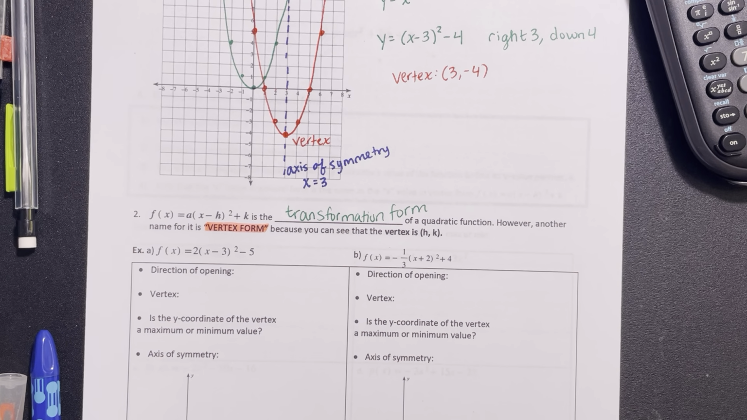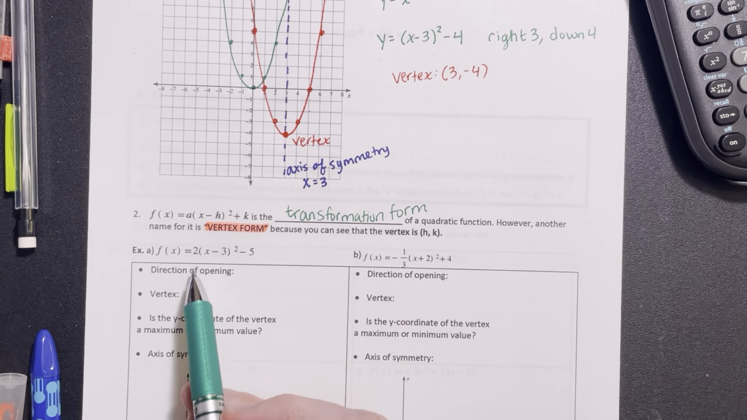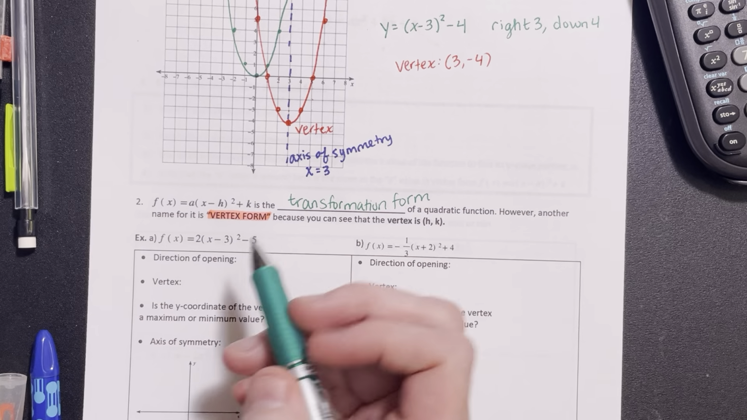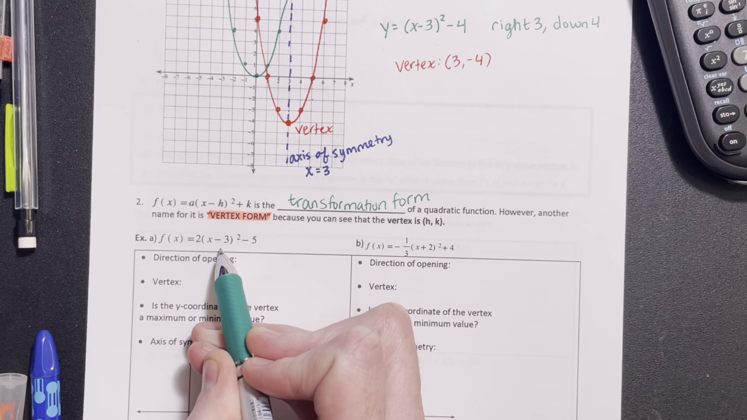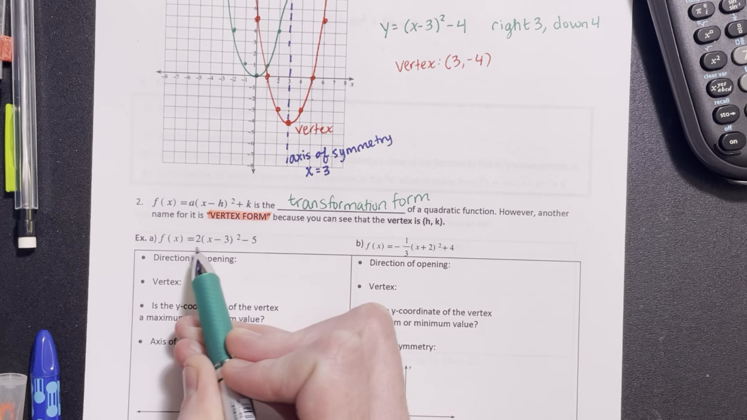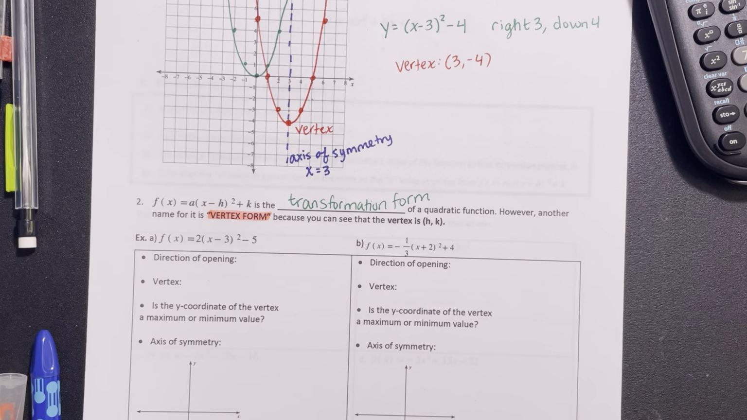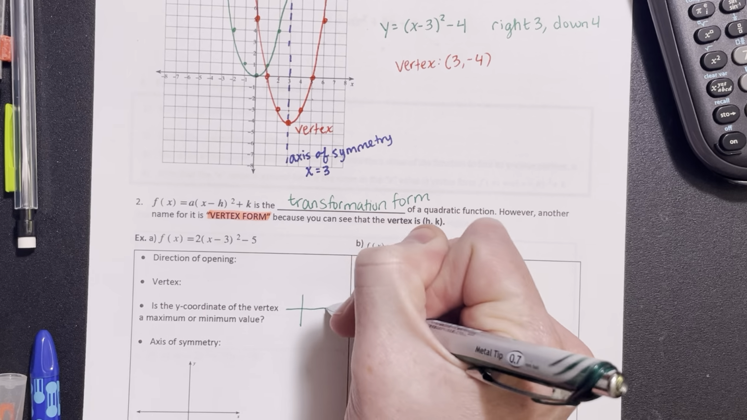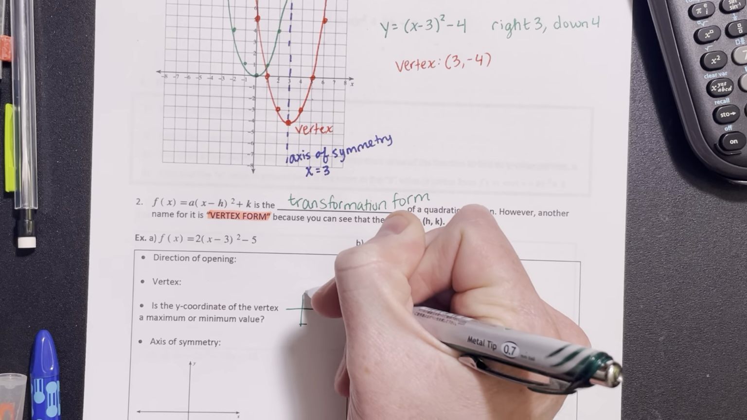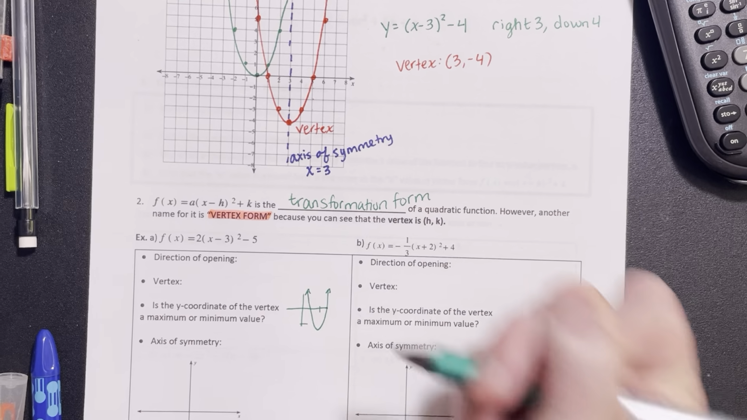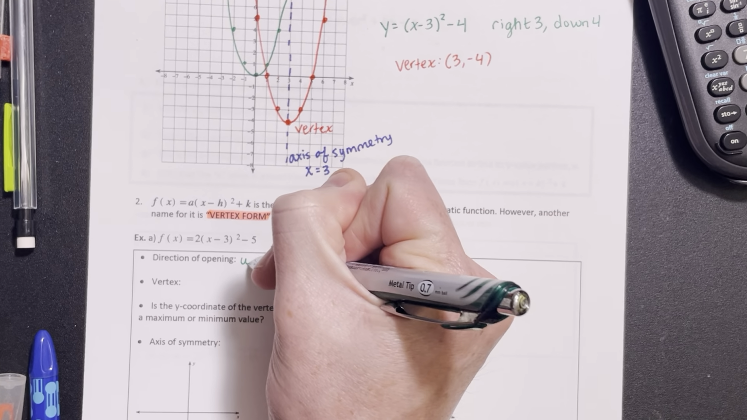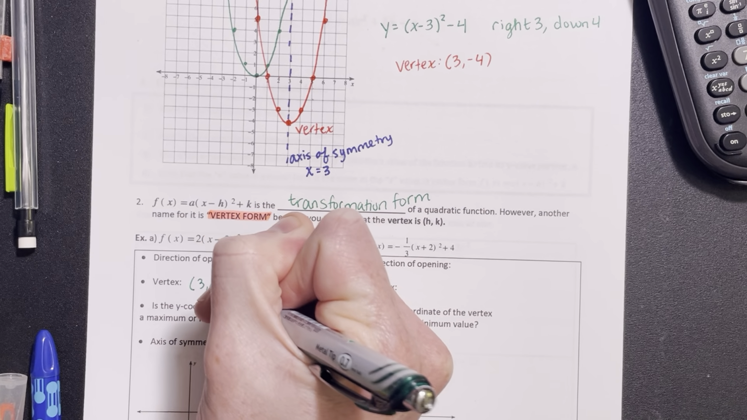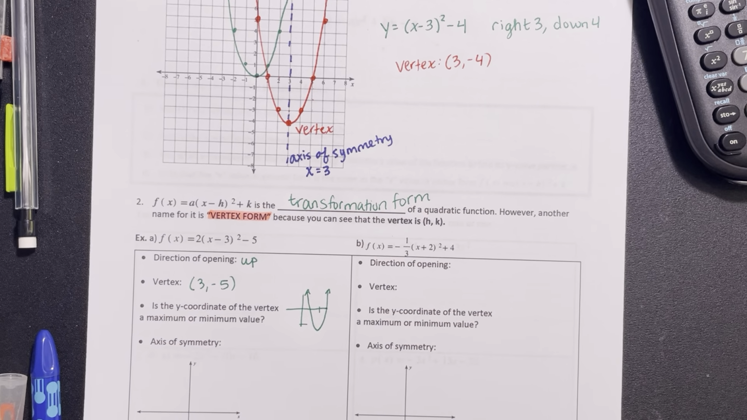So based off that first example, we have 2(x minus 3) squared minus 5. This parabola has shifted right 3 and down 5, but was also vertically stretched by a factor of 2. Even if it had shifted right 3 and down 5, it's still opening up. So in this case, the direction of opening is up with a vertex of (3, -5), because it shifted right 3, down 5.